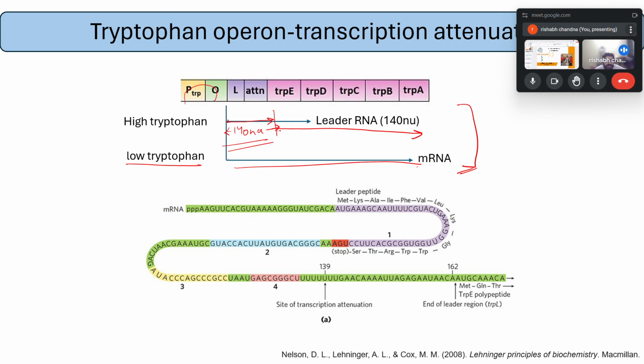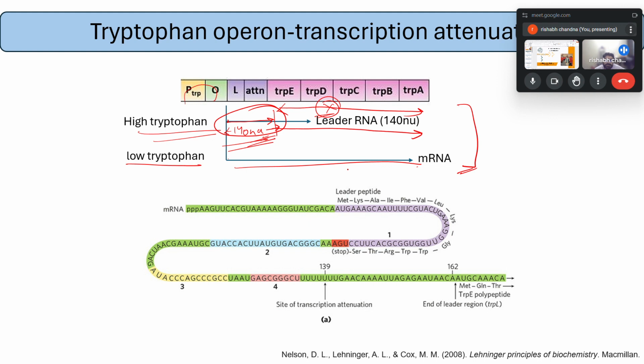That is too little. So when the tryptophan amount is high in bacteria, only this leader mRNA is formed and not the mRNA for these structural genes. The key point of how it happens lies in the peptide sequence of the leader mRNA.